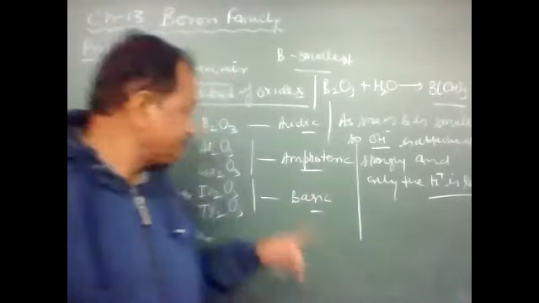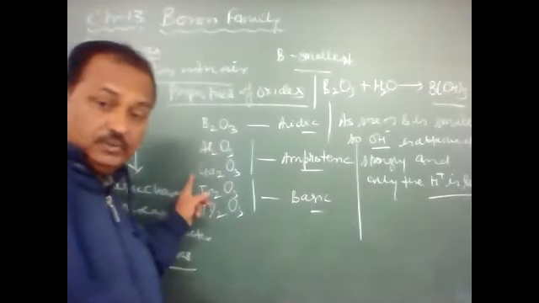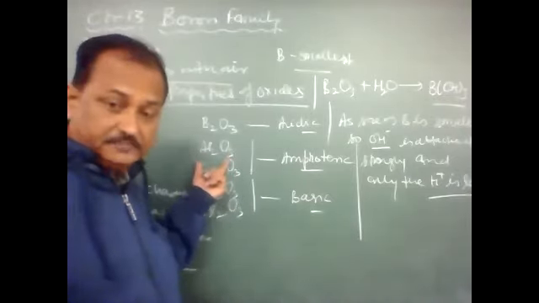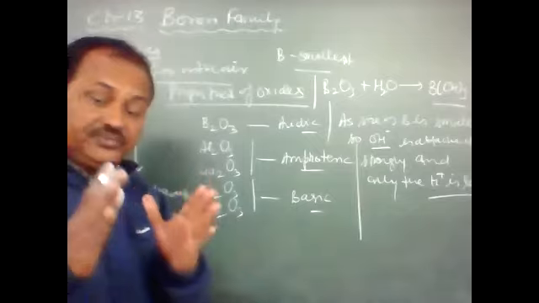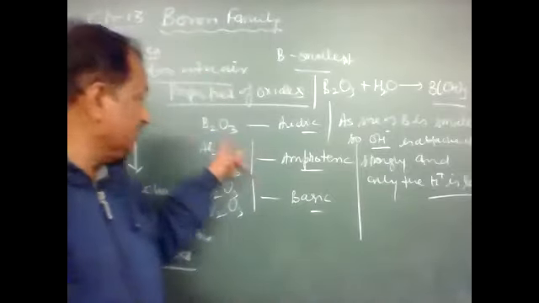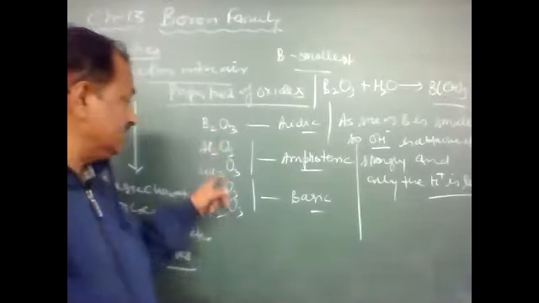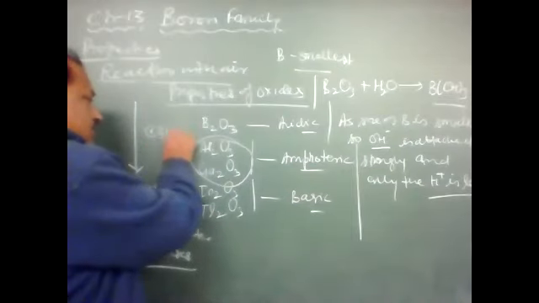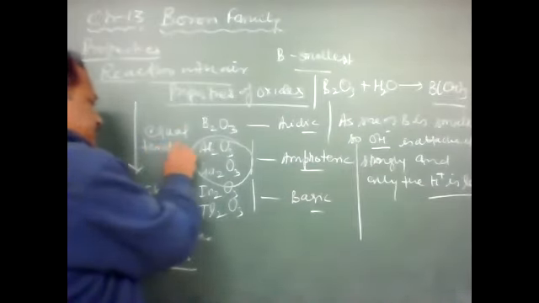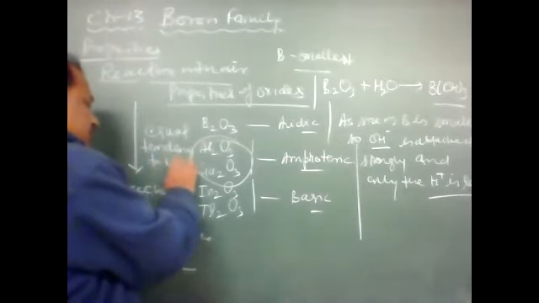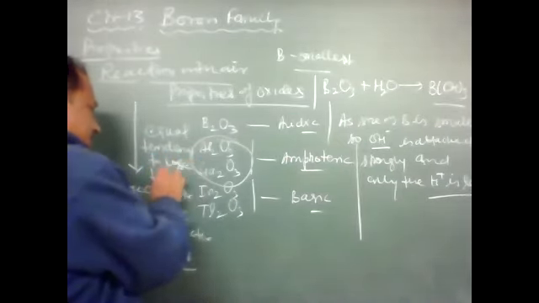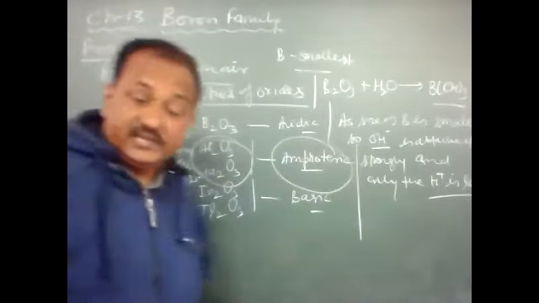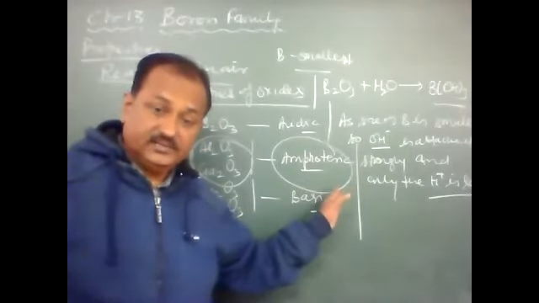Once again, I'm repeating, on moving down the group, atomic size and ion size increase. So due to the increased atomic size, the water molecule which has been added is not very strongly attached, compared with the oxide of boron. As a result, these two have equal tendency to lose H plus and OH minus, and this is nothing but amphoteric character. This character is called amphoteric character.